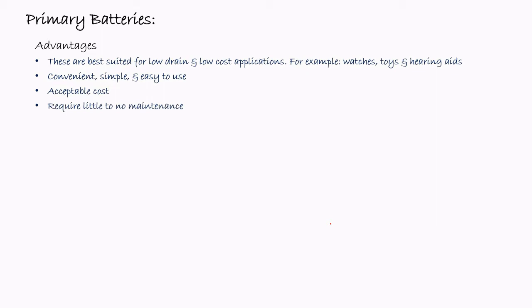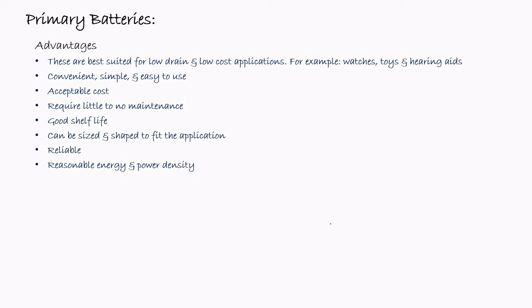It requires very little or almost no maintenance, unlike the secondary batteries, and so on. It has a good shelf life, can be sized and shaped to fit the applications. That means the size of the primary battery can be changed according to the requirement. It is reliable, reasonable energy and power density, but there are some disadvantages also.